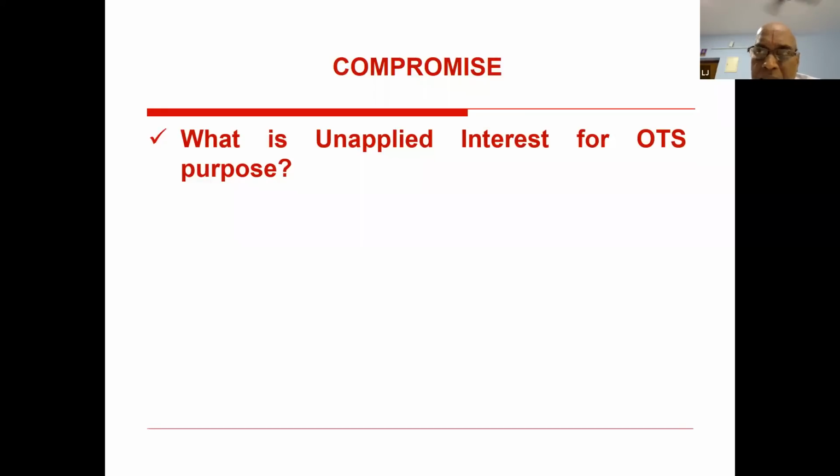Whenever the NPA borrower comes and asks how much money I have to pay, on the NPA date, what is the book liability? Along with that, you calculate the interest as per the sanction plus penal interest, if any. If the loan is decreed, what is the decretal rate of interest? That only to be told to the borrower. You should not tell the borrower the unapplied interest which you are going to calculate for the OTS purpose. This unapplied interest is something less than the contractual rate of interest or the decretal rate of interest.